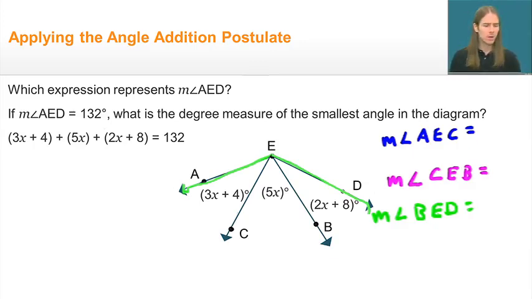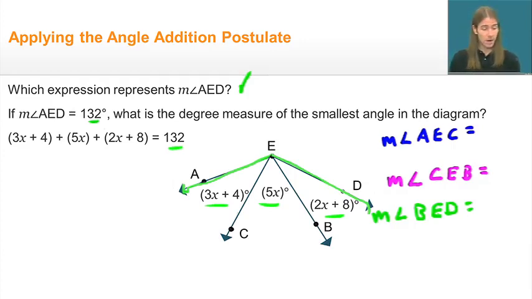Well, if I sum together all of the expressions for the inside angles, the adjacent angles, I end up with an expression that represents the measure of angle AED. And I can use the fact that AED is given to us as 132 degrees to set up an equation with that expression. And next, what I'll do is solve for x.